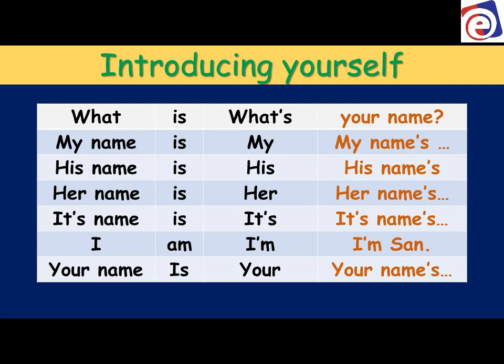All right, so practicing with the contractions. My name's, his name's, her name's. The S, we call the apostrophe S, shows possession, names.